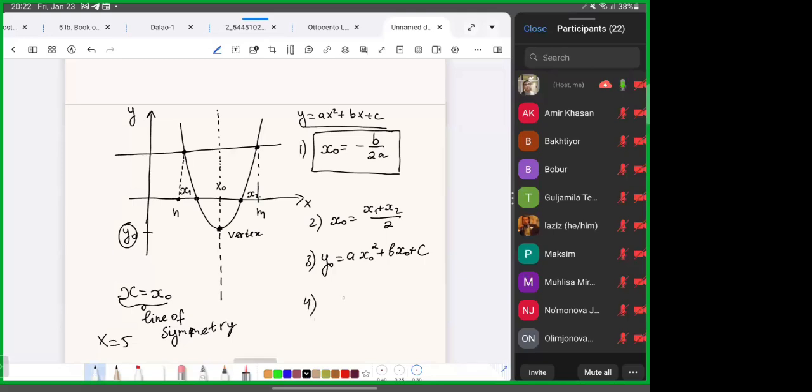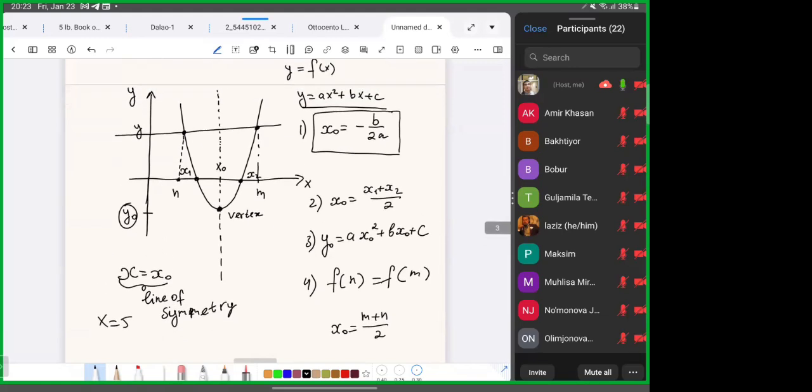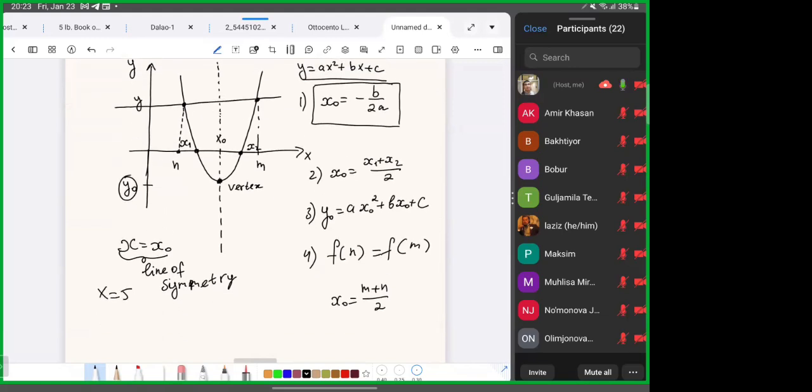So conclusion, when their y coordinates are equal, how will you be given this? Let's introduce your function like f of x. So f of x is your function. When f of some value n equals f of m in your quadratics, then x0 will be equal to m plus n divided by 2. This is also a formula. So it is the fourth concept about this.